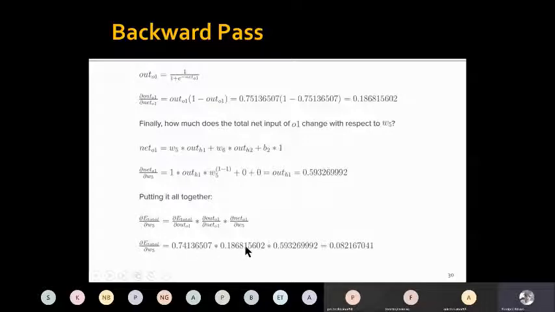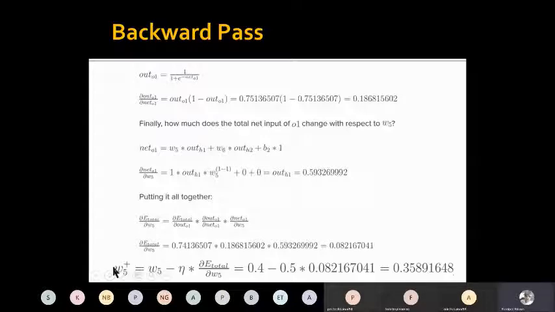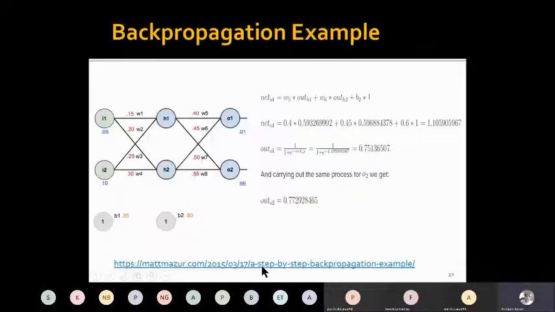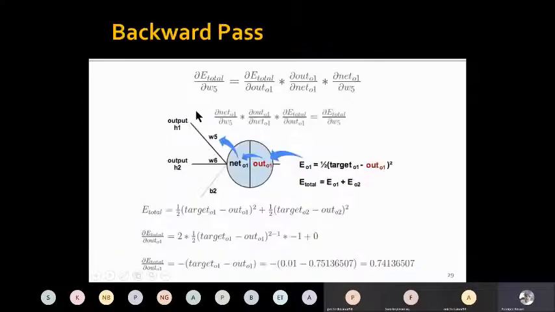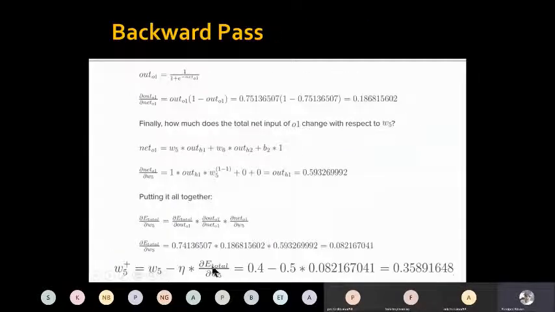So putting it all together, del E total by del W5 is the multiplication of all these three values that I calculated, and we will modify the new W5 by this value. Earlier W5 was 0.4, if you see here. Then I will modify W5 by del E total by del W5, and just like the learning rate, I am introducing this eta here, which is the learning rate, and I can choose this based on my choice. Generally we use 0.5 to begin with. So I will do 0.4 minus 0.5 into this value.